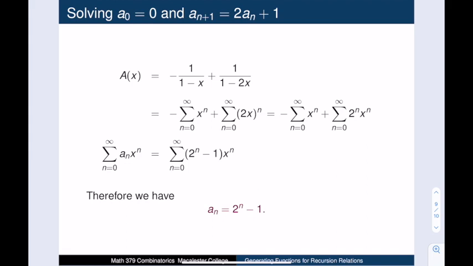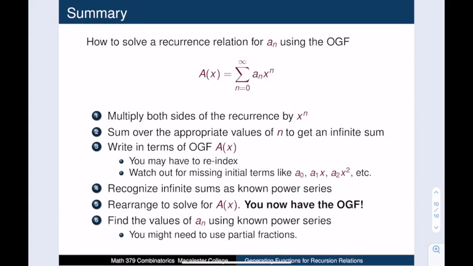Let me summarize what I did. So let's say you have a recurrence relation for some series a_n, and you want to solve it. Well, one way to do that is to create the ordinary generating function where we sum over a_n x to the n. And I'll take that recurrence relation and I'll multiply both sides of it by x to the n. And I sum over all the possible values of n. So wherever that recurrence starts, that will be my lower bound, and I go up to infinity.